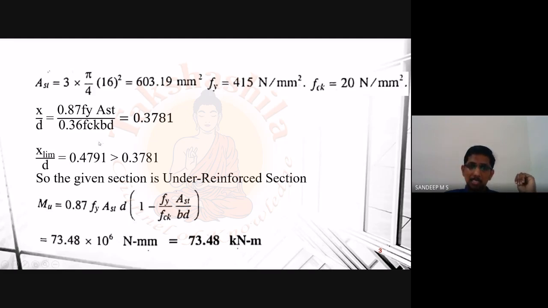So when you take the corresponding value from that, you will get it around 0.4791. I think in the code it is given as 0.48. So you can directly use that value also, not an issue. Anyway, here I have obtained this value because we have the equation for actually calculating x limit by d.